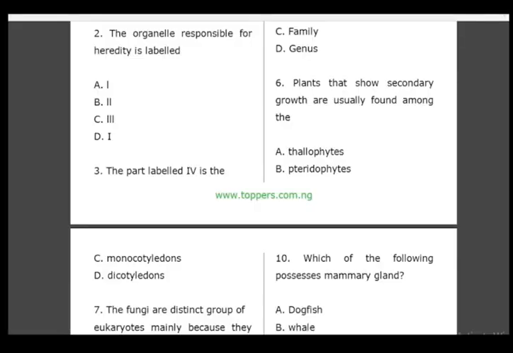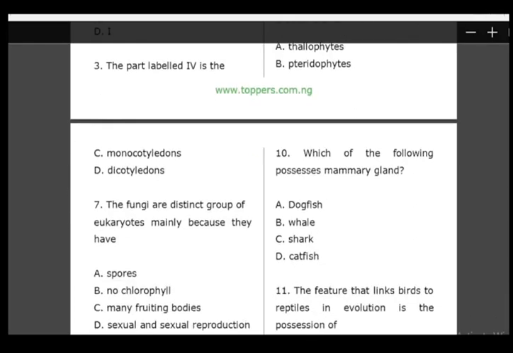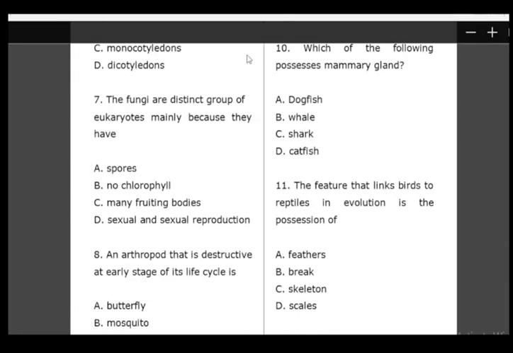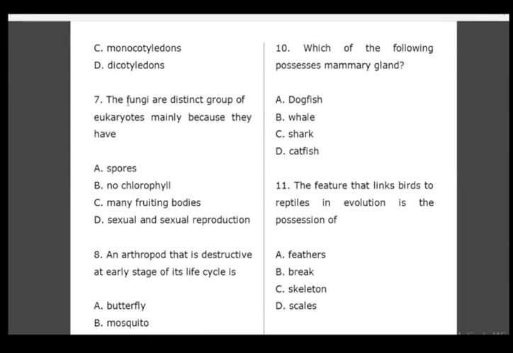Question 7 says, the fungi are a distinct group of eukaryotes mainly because they have A, spores, B, no chlorophyll, C, many fruiting bodies, and D, sexual and asexual reproduction. I want to believe that is what option D is saying, sexual and asexual reproduction.